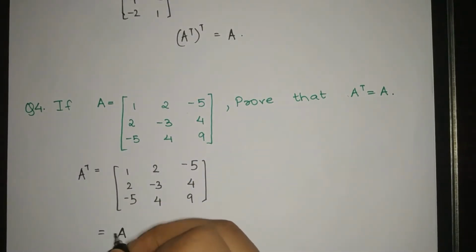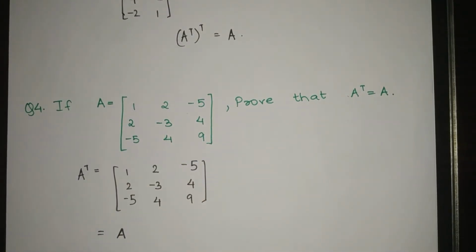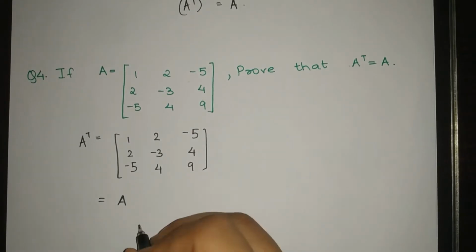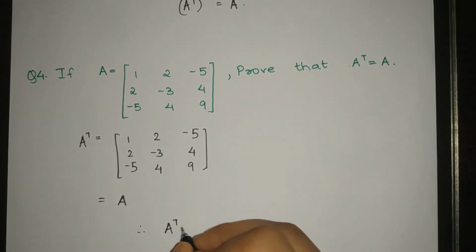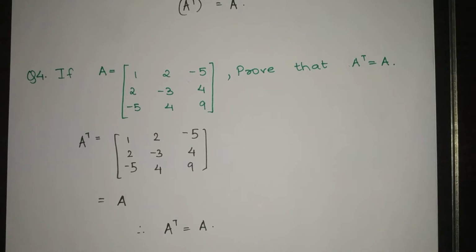And on checking, you will actually get that this is the same as the original matrix, and therefore we have that A transpose is equal to A. That's it. Okay, let's do the next question now.